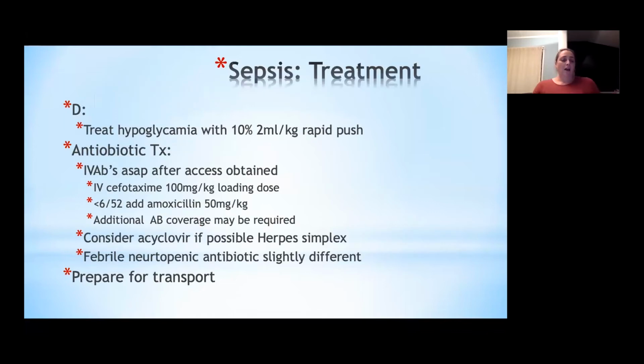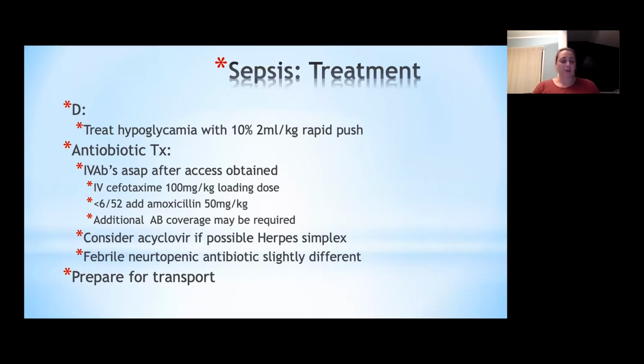So D, if they're hypoglycemic, treat that with 10% glucose, 2 ml per kilo rapid push. Just push it in. You can push it into an IO or an IV. You want to treat with antibiotics. IV cefotaxime, 100 mg per kg is our loading dose. If they're under 6 weeks, we're going to add amoxicillin 50 mg per kg as well.